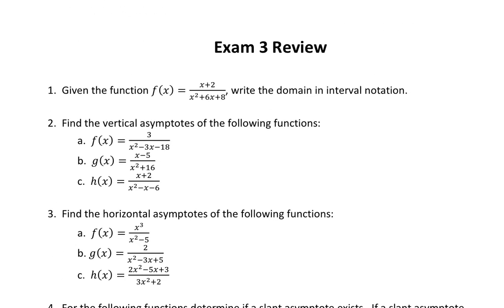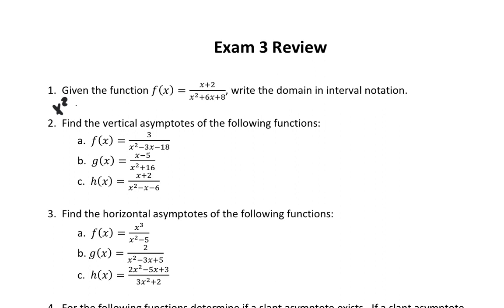We got question 1. Given the function f of x, write the domain in interval notation. So the domain is all of the x values, and so we need to know what about this function limits the domain. In this case, this will only be the denominator here. The numerator is just a linear function, and linear functions go from negative infinity to infinity, so we don't need to worry about that. We're only worried about the denominator, and it's a polynomial, so that just means we need to find out where it's equal to 0.